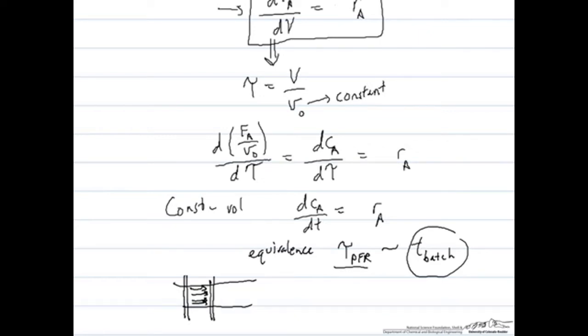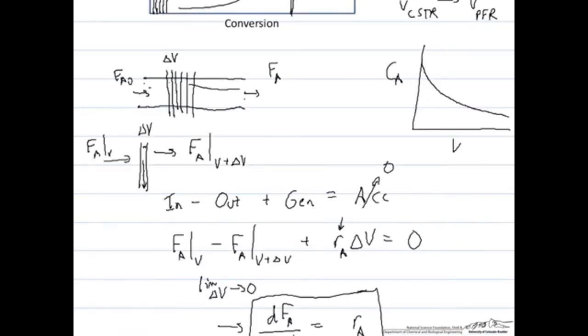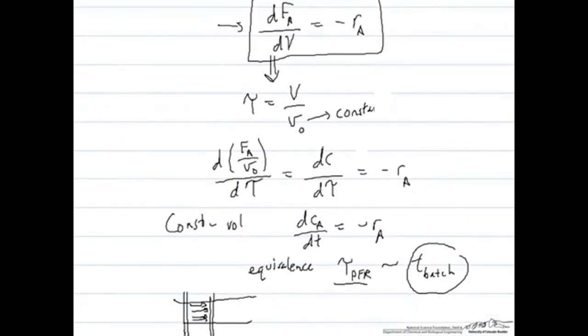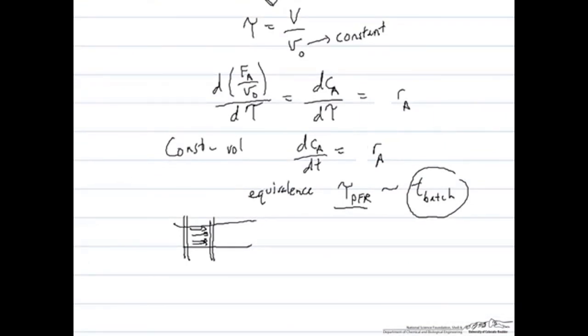So in other words, the batch time is equal to the space time of the PFR. And so in this way, we see that a PFR can be considered as an infinite number of infinitesimal CSTRs in series, or as a continuous flow of batch reactors that are flowing through a pipe.